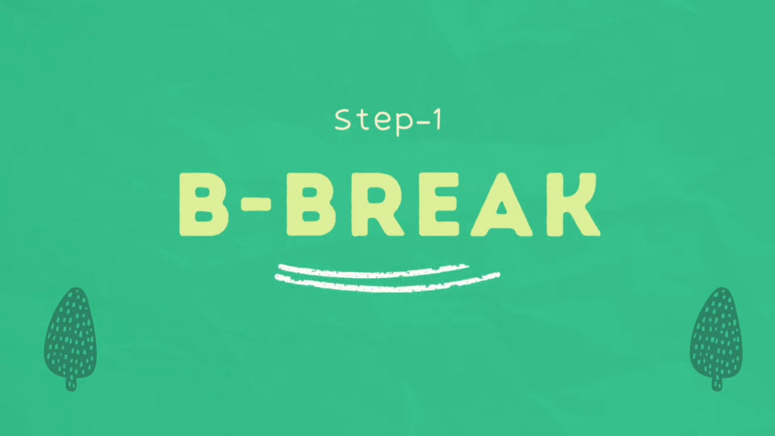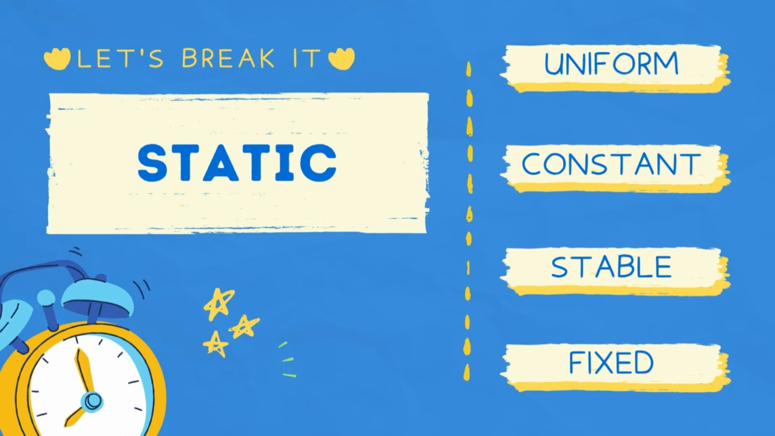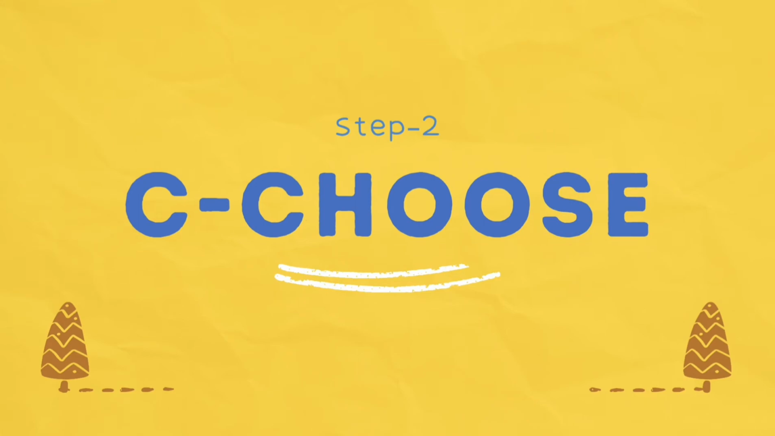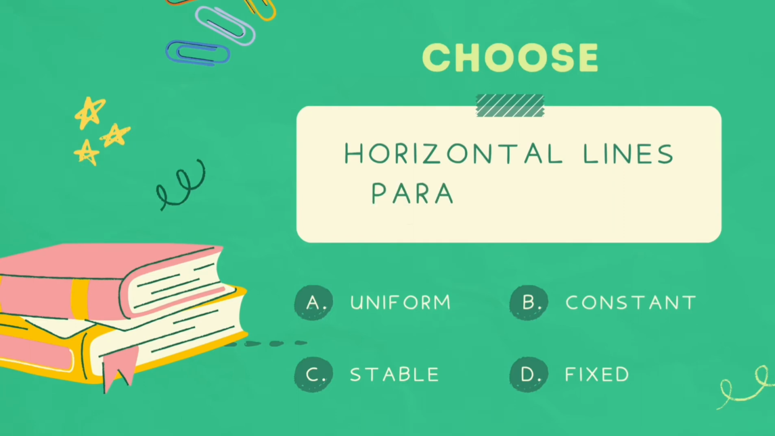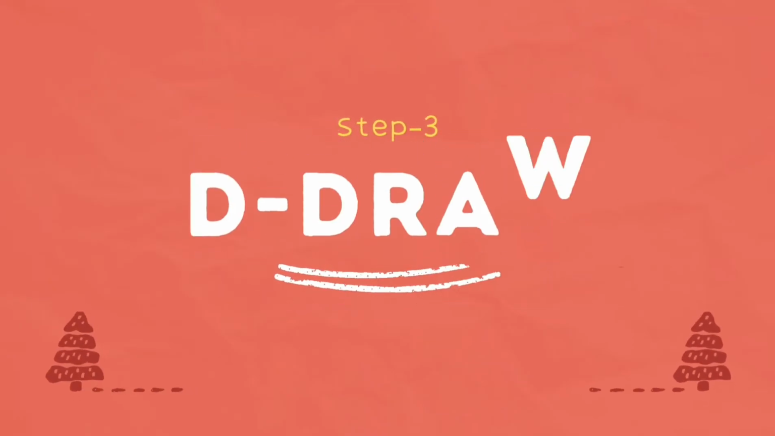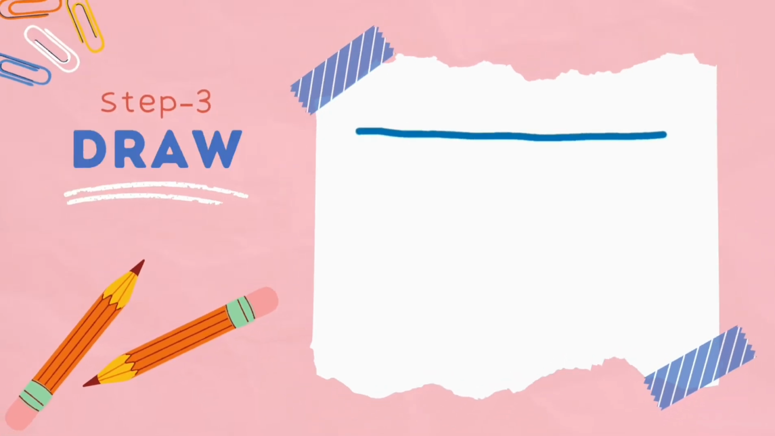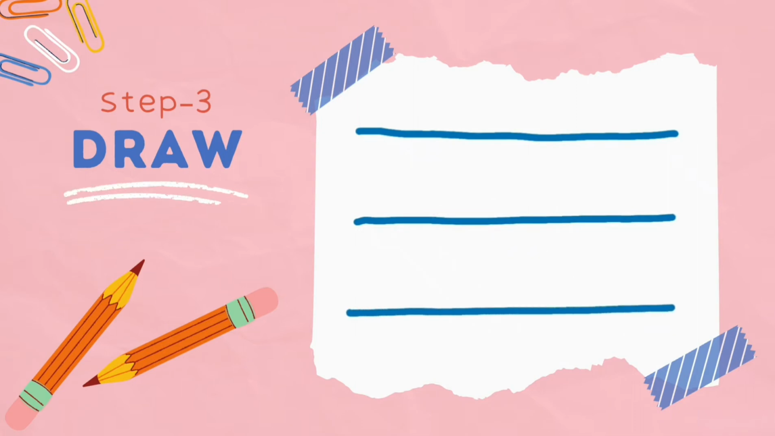Step 1, B for break. If you break down the word static, you may obtain uniform, constant, stable and fixed. Now based on the adjectives that we have derived, we have to choose the best suitable line that will help to depict these emotions, and these lines can be horizontal and parallel. So we will be using horizontal and parallel lines to proceed to our next step, that is to draw. We'll be drawing these lines to obtain our complete composition.